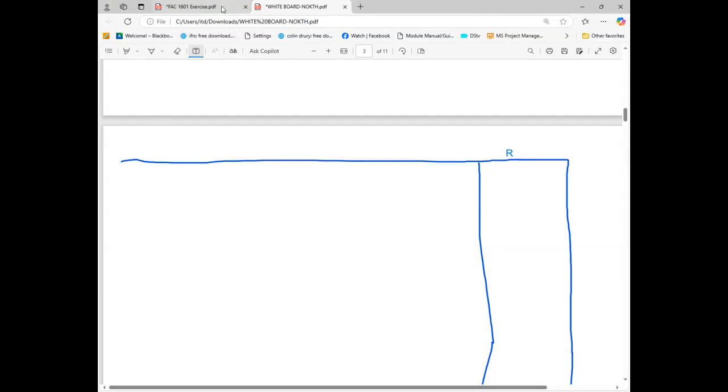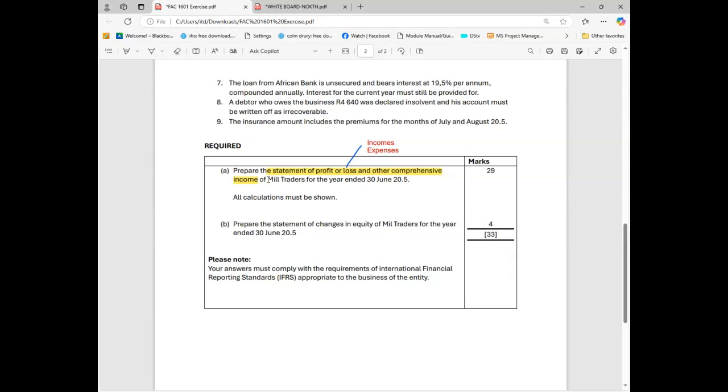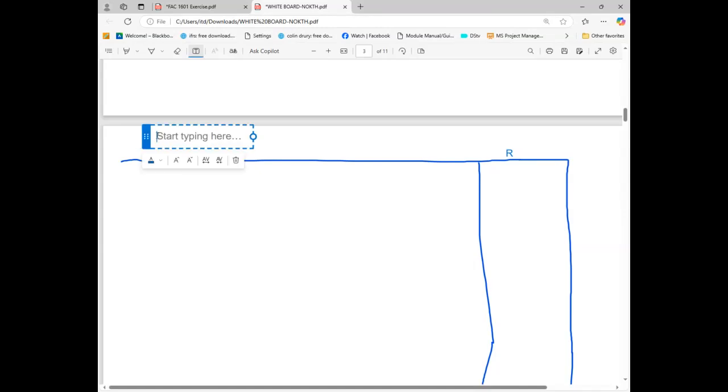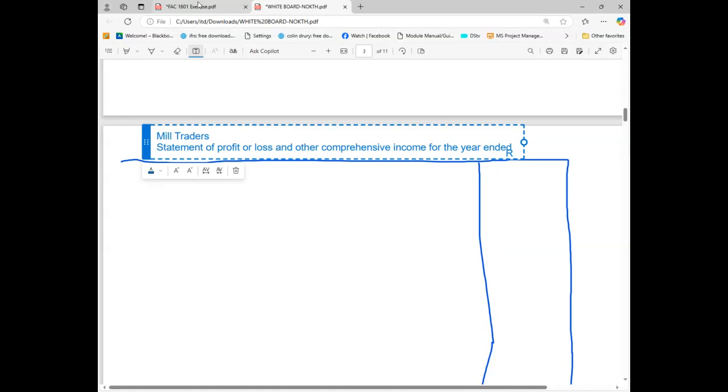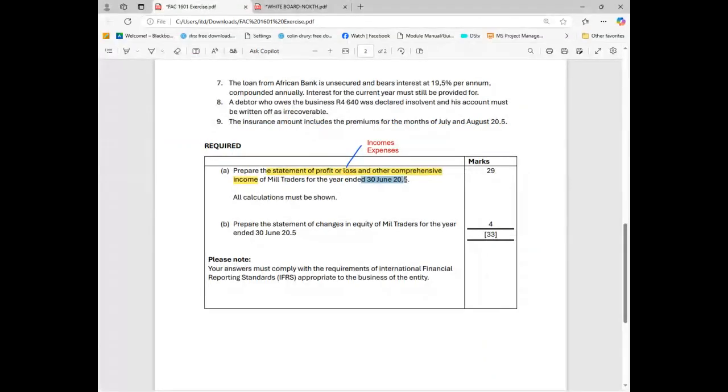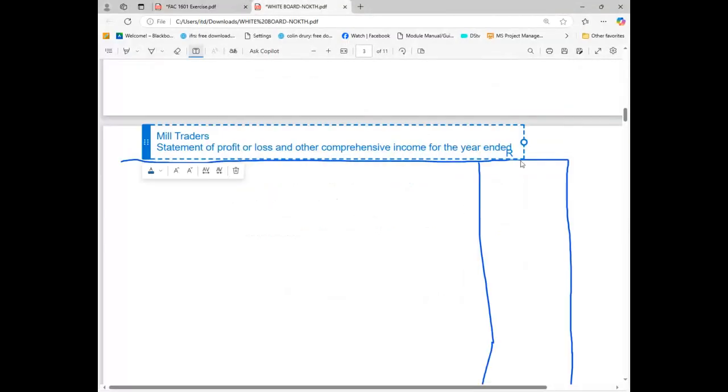And then, firstly, we need to check the name of the business. They say it's the Mill Traders. This is the name of the business. They usually give marks sometimes for that. And then they are asking us to calculate the statement of profit and loss for the year ended, so you must always check the year there. The year is 30 June. This is important, don't forget. Most students sometimes leave this out, and sometimes they allocate 1 mark for that. Not all the time, but sometimes.